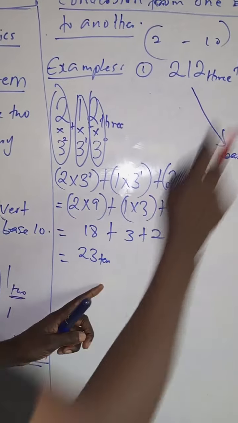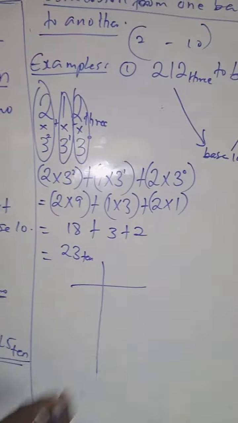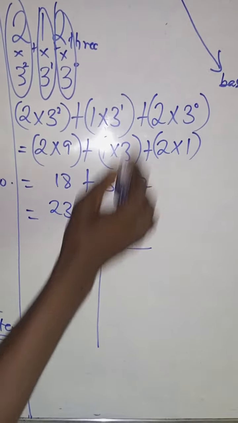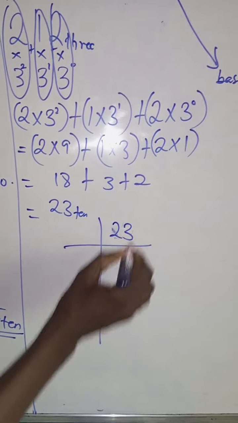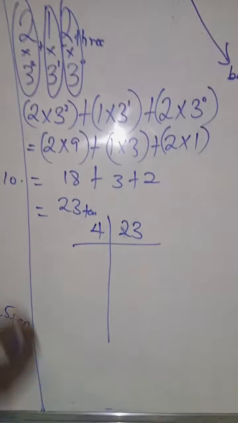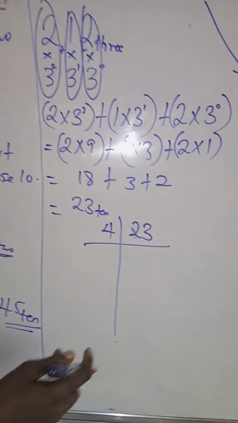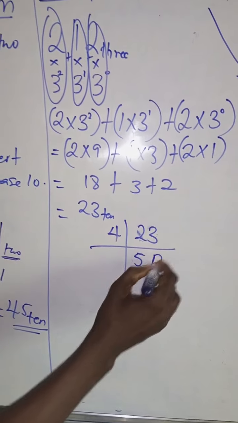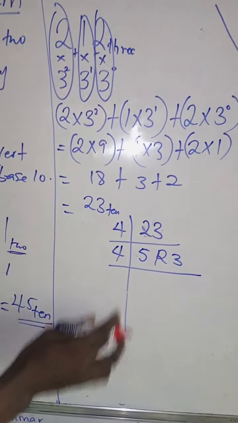Then don't forget, I am going to base 4. Then I convert it to base 4. If I'm going to base 4 from base 10, I make it in this form. I write my remainder. So I'm talking about 23. So let's divide by 4. How many 4 in 23? I think 20, and that is 5. It will remain 3. So again, we'll still divide by 4.